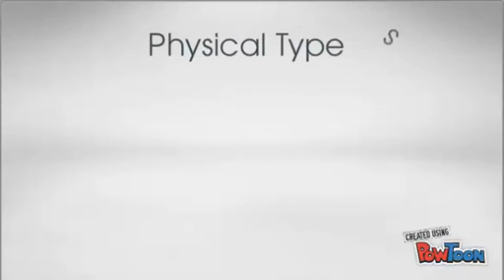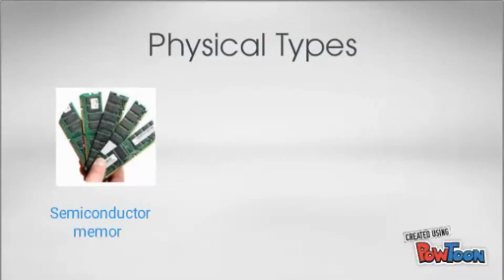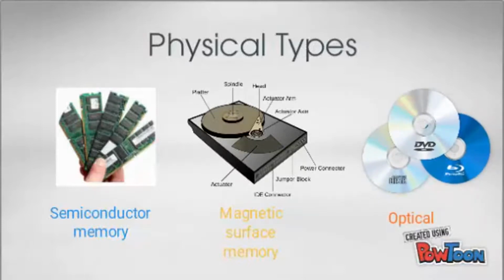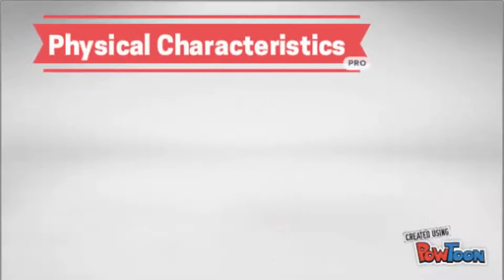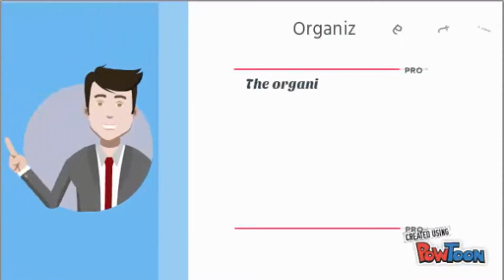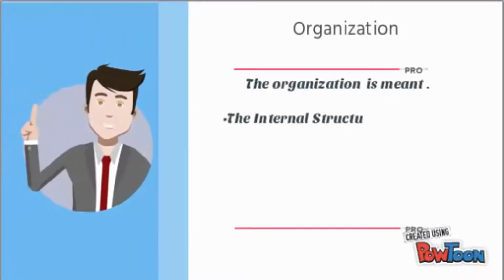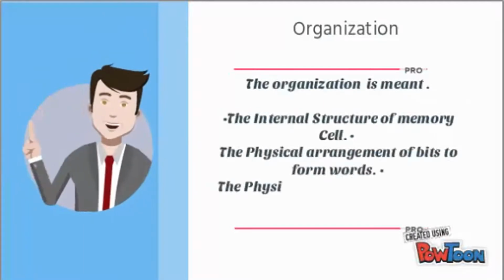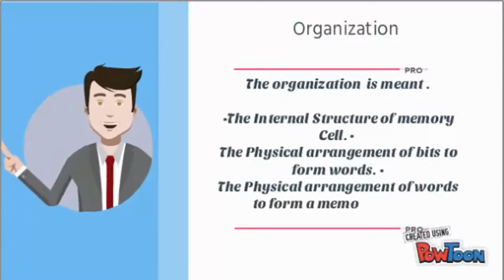Physical types. The most common physical types are semiconductor memory, RAM and ROM; magnetic surface memory, used for disks and tape; and optical, used for CD and DVD. Physical characteristics. The physical characteristics of data storage are volatile memory and non-volatile memory. Organization means the internal structure of the memory cell: the physical arrangement of bits to form words, and the physical arrangement of words to form a memory device.